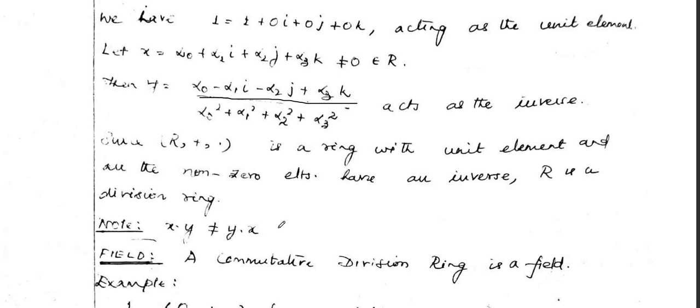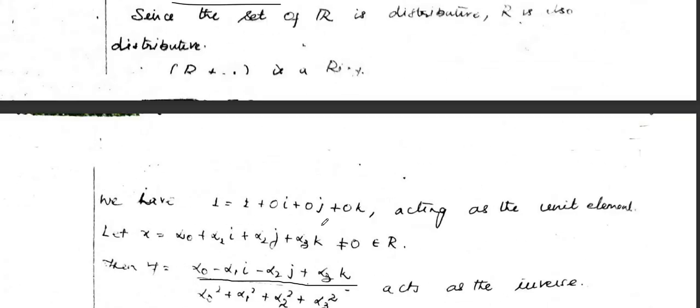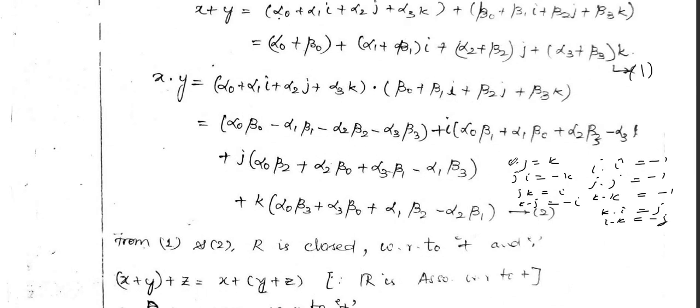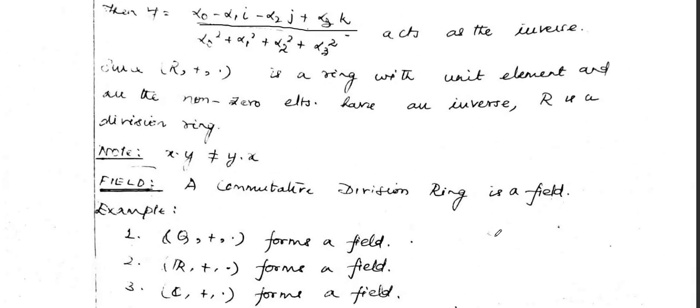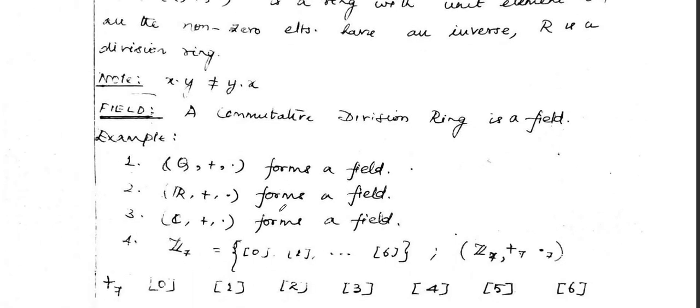And it can be noted that x dot y is not y dot x. The reason is here i dot j is k, whereas j dot i is minus k, and similarly for the rest also. So that is why it is not a commutative ring with respect to multiplication. A commutative division ring is a field. So if we have commutativity also to be true, then in that case it will be a field.